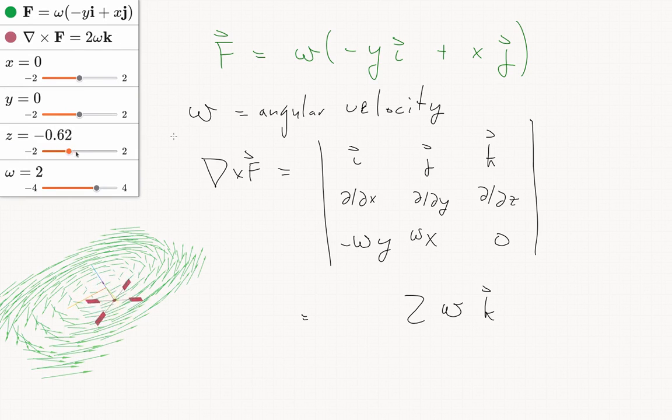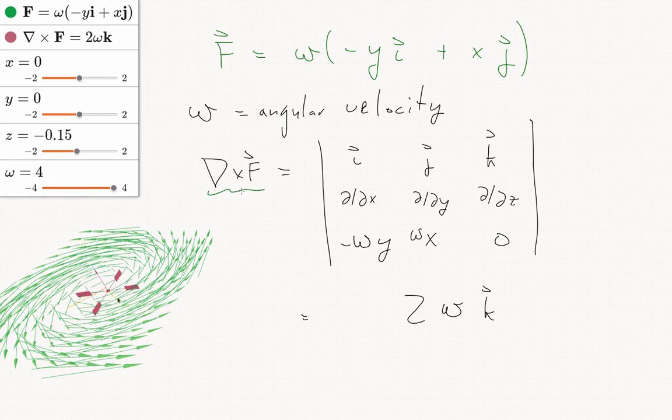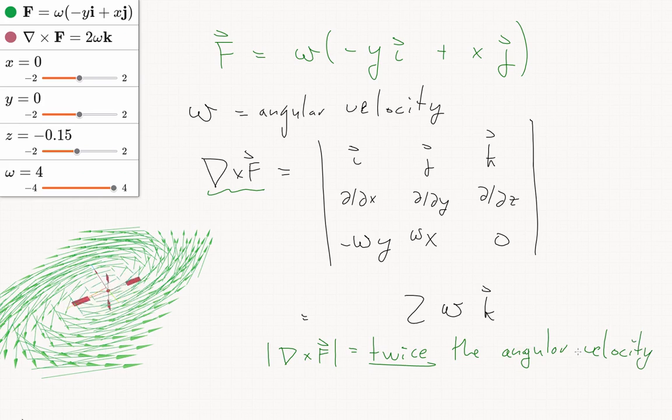So in general, we said the direction of this tells us the direction of rotation. The magnitude of the curl is not the velocity, but it's twice the angular velocity of our rotation or circulation.